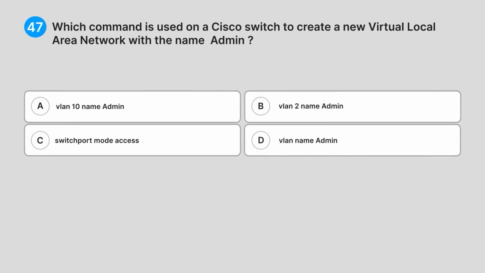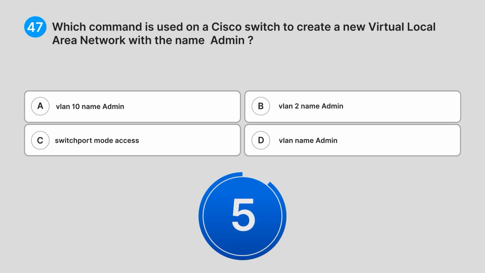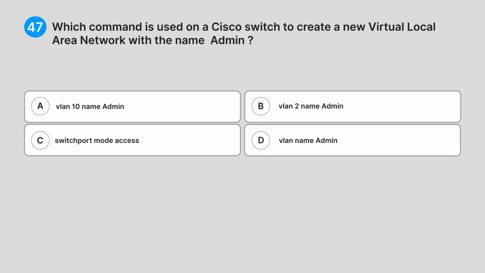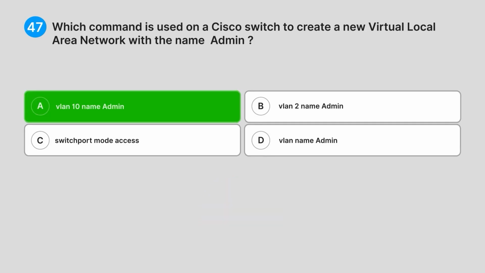47. Which command is used on a Cisco switch to create a new virtual local area network with the name admin? A. VLAN 10 name admin. B. VLAN 2 name admin. C. Switch port mode access. D. VLAN name admin. Can you guess the answer? Correct answer, A. VLAN 10 name admin.